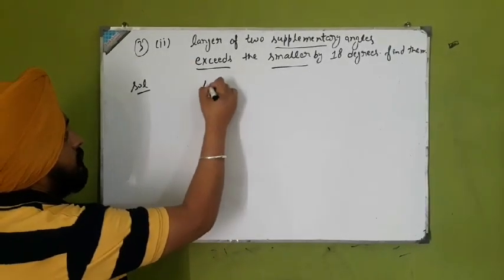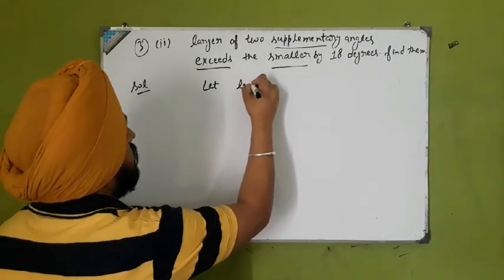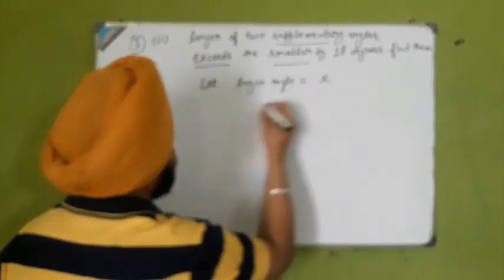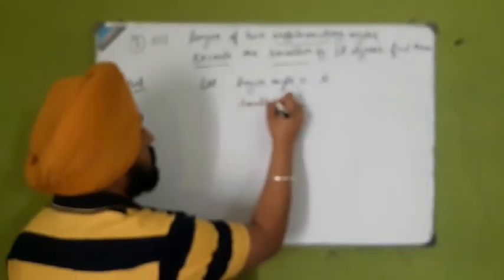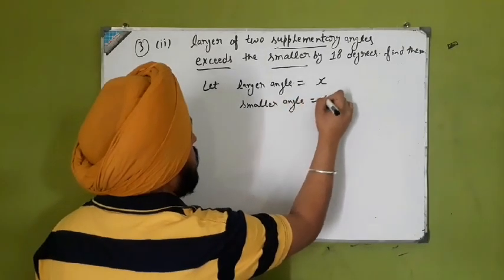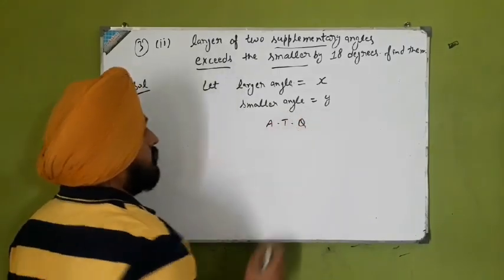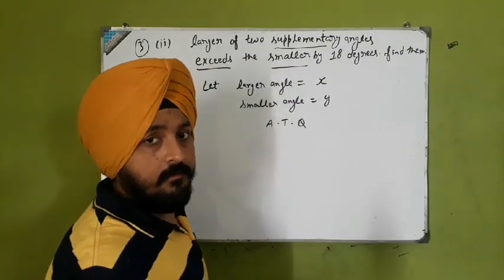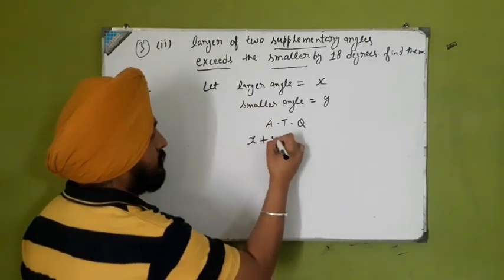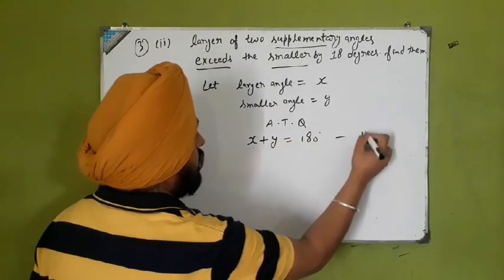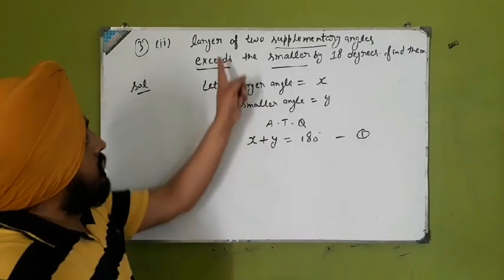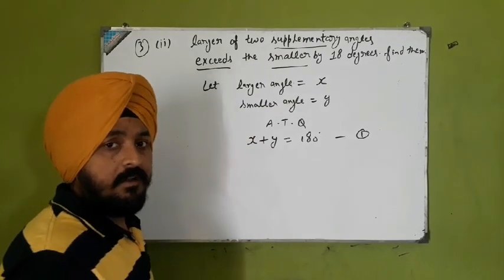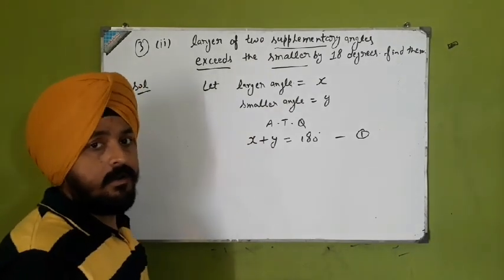So first of all, let the larger angle be equal to x, and let the smaller angle be y. According to the question, two supplementary angles. Supplementary angles are those whose sum is 180 degrees. So x plus y is equal to 180 degrees. That is equation number first. Very simple. Only from the single word we have written the first equation. Supplementary angles, that means x plus y is equal to 180 degrees.